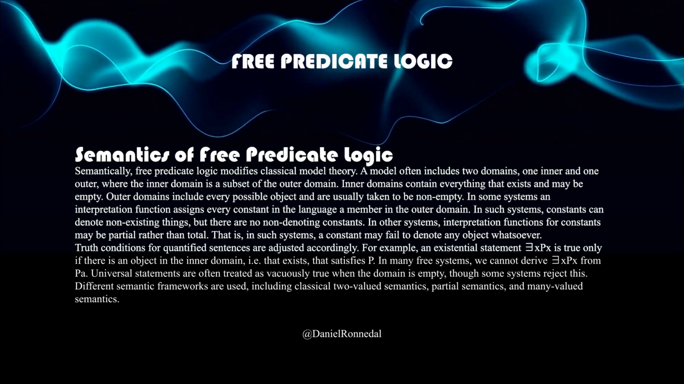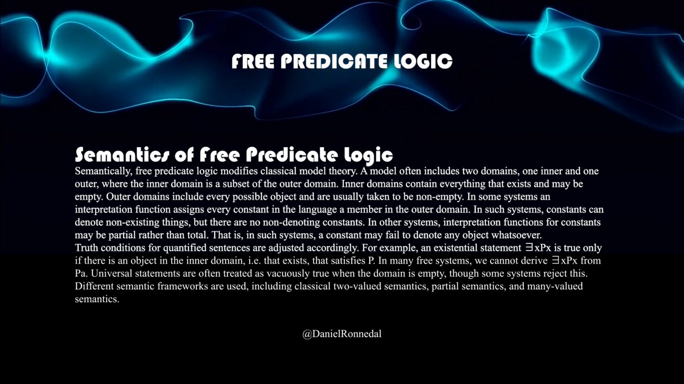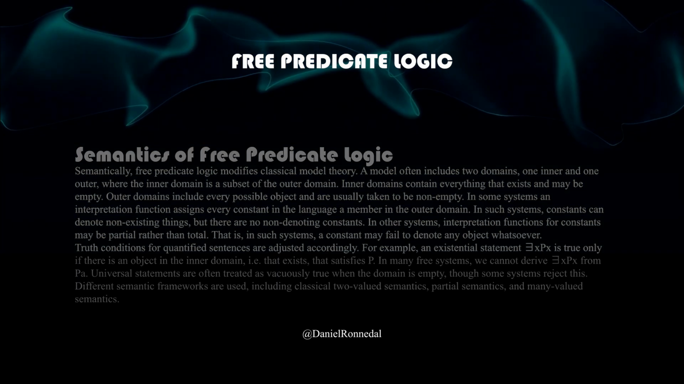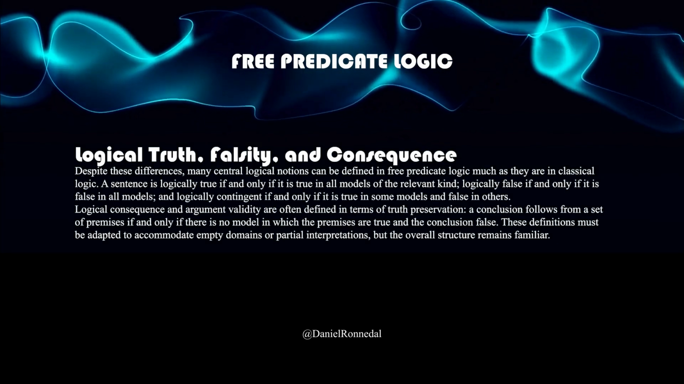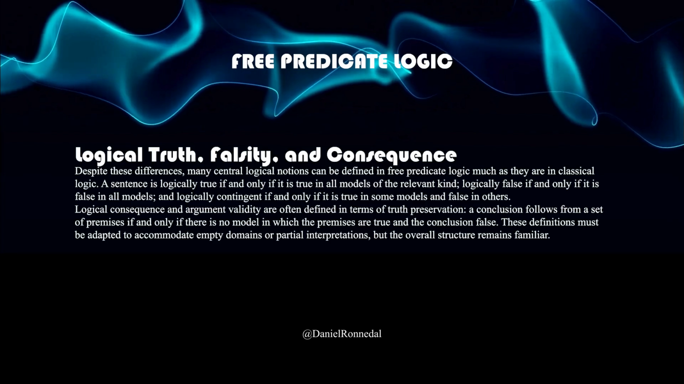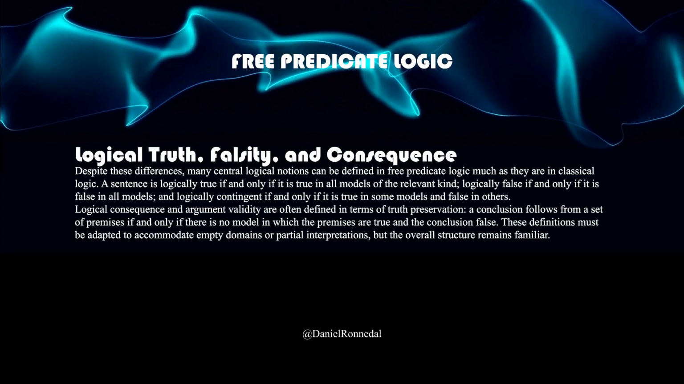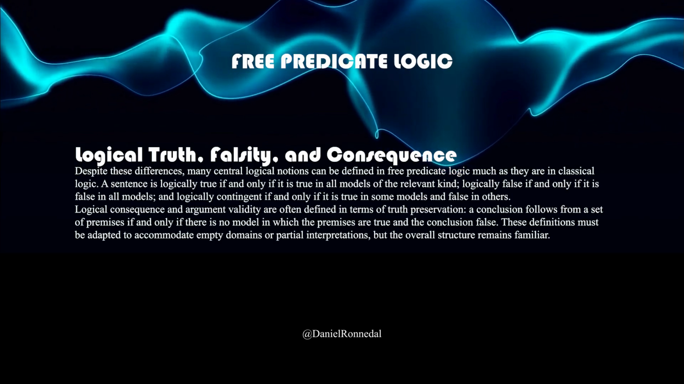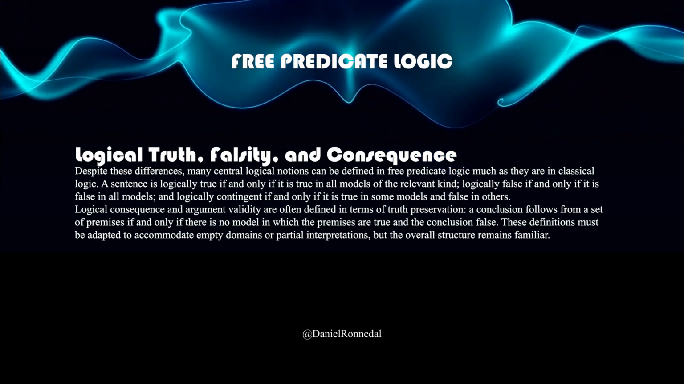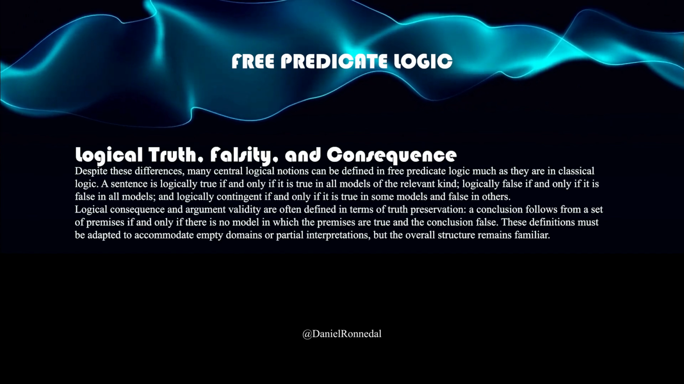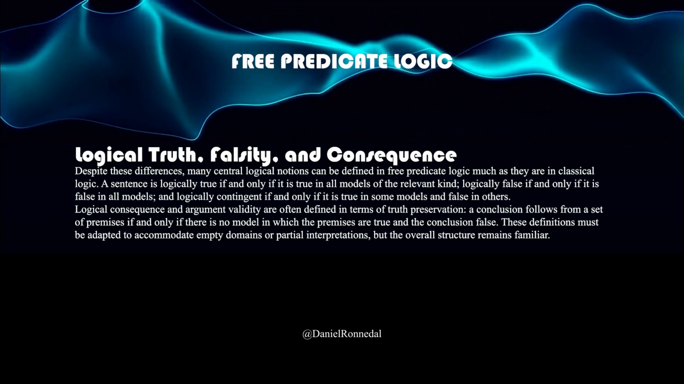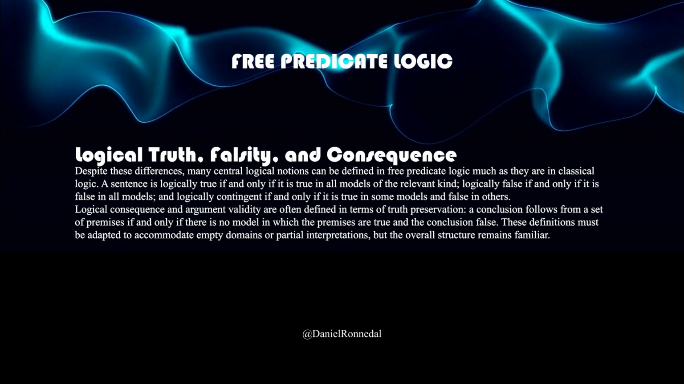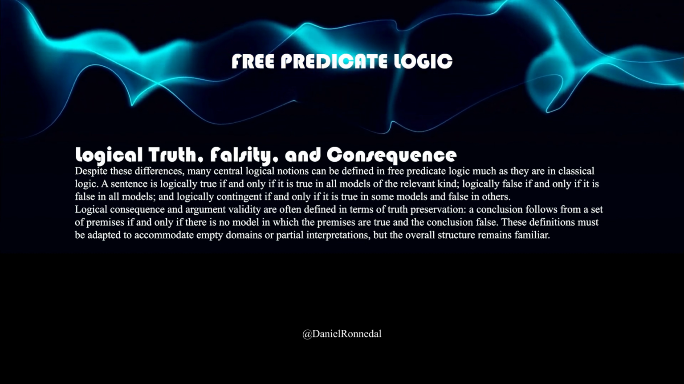Different semantic frameworks are used, including classical two-valued semantics, partial semantics, and many-valued semantics. Despite these differences, many central logical notions can be defined in free predicate logic much as they are in classical logic. A sentence is logically true if and only if it is true in all models of the relevant kind, logically false if and only if it is false in all models, and logically contingent if and only if it is true in some models and false in others.